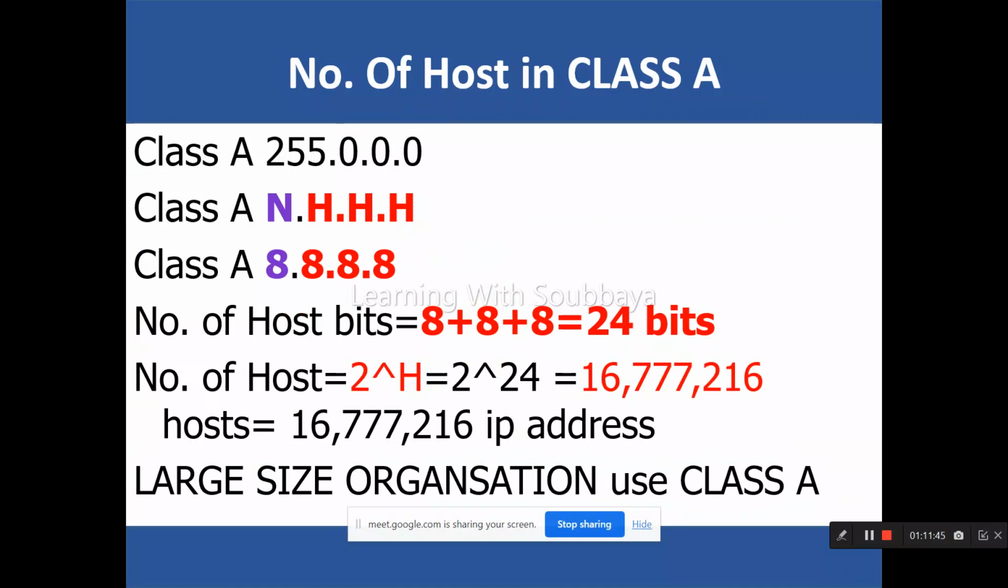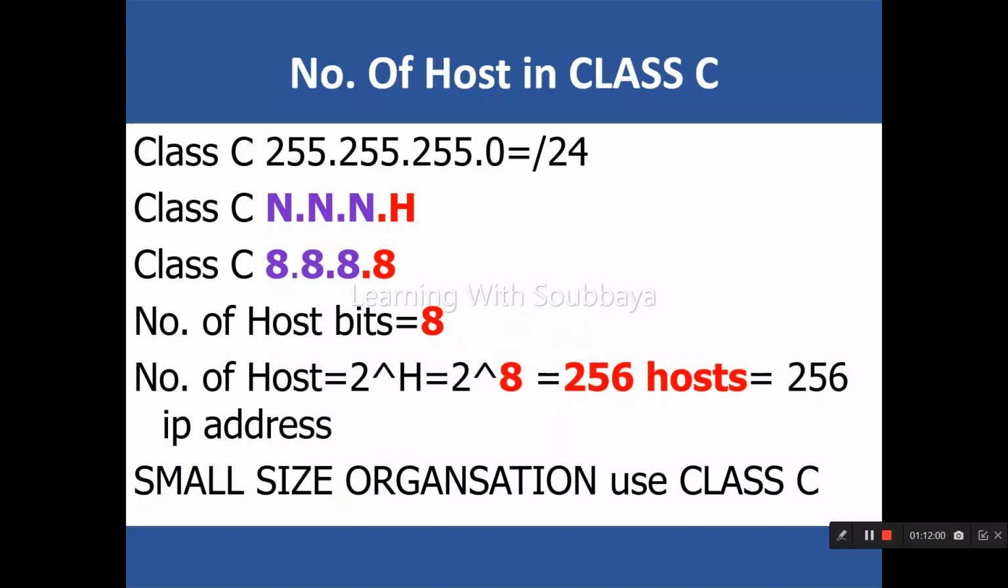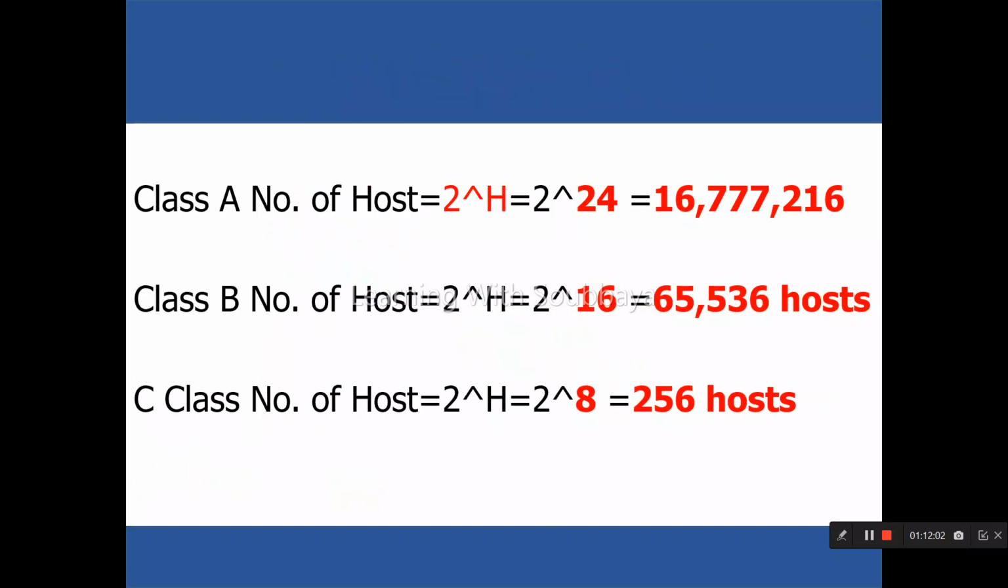So large organizations, when I go to a big organization, they are using class A addresses. Medium-sized organizations are using class B. Small organizations are using class C. This is the number of hosts.